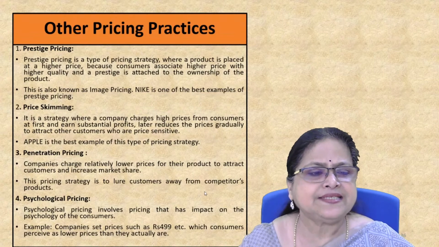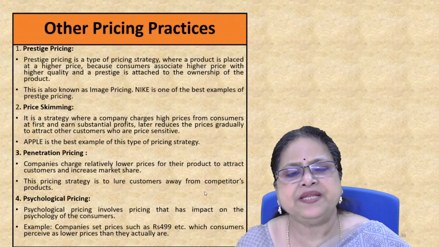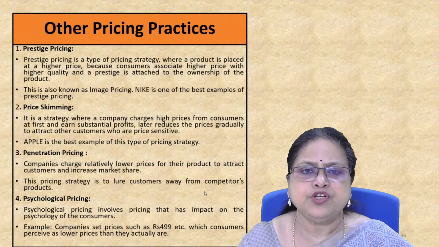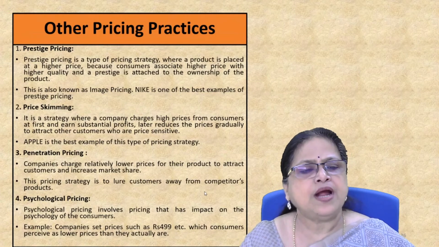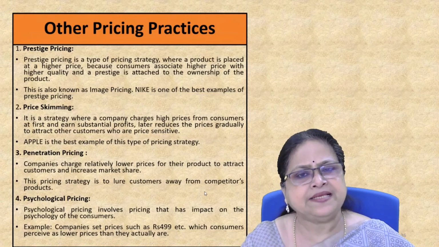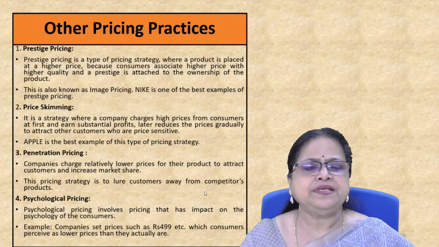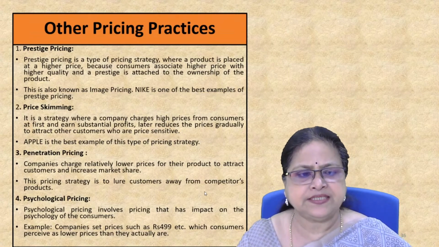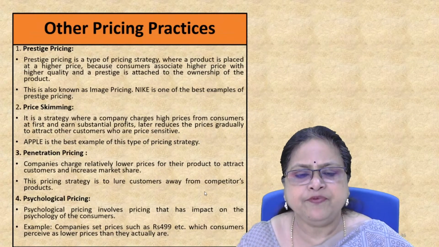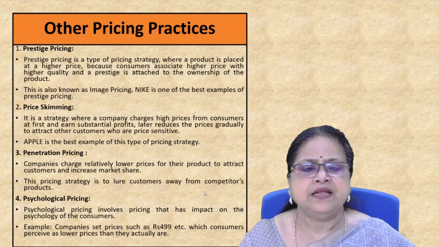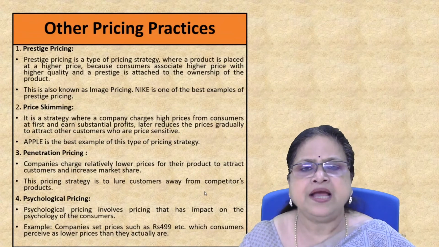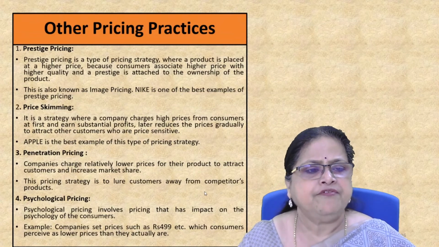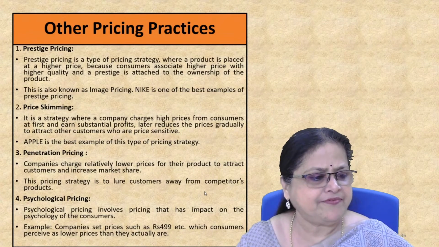Okay. Now, price skimming is a strategy where a company charges high prices to consumers at first and earns substantial profits, then later reduces the prices gradually to attract other customers who are price sensitive. Apple is the best example of this type of pricing strategy. When you buy an iPhone or an iPad, in the beginning you have to pay a very high amount for that, and the firms are actually earning substantial profit.